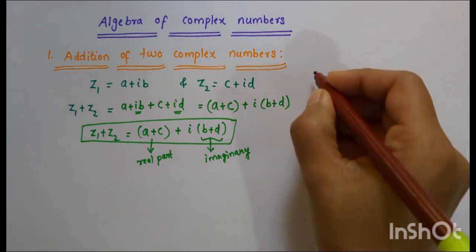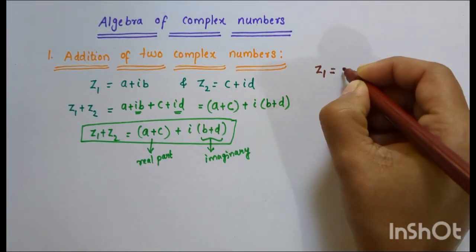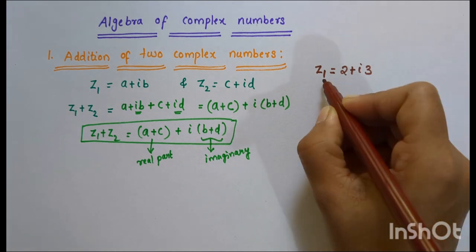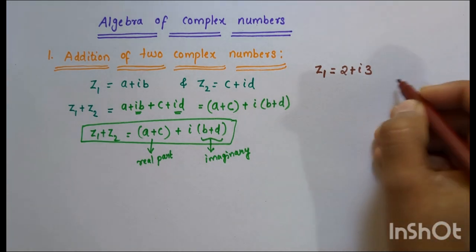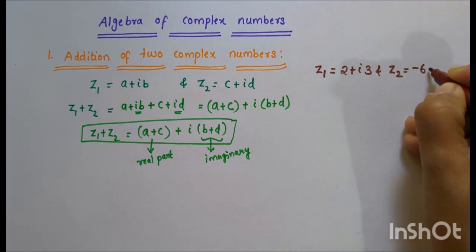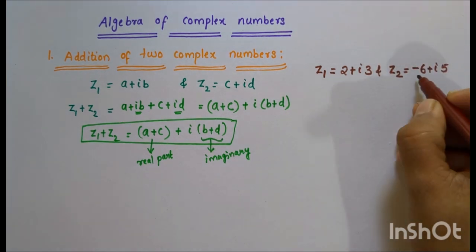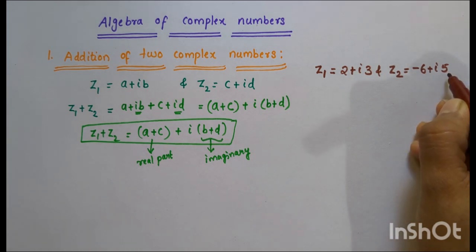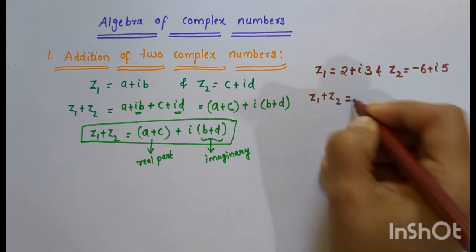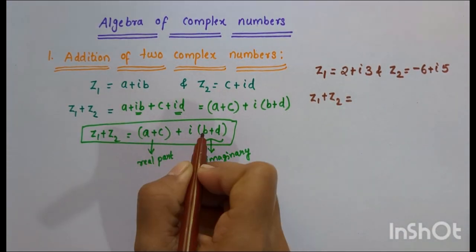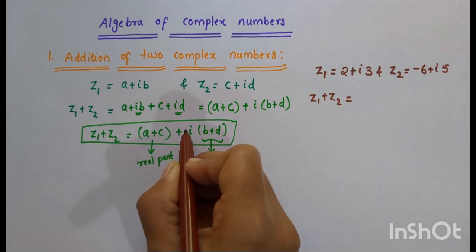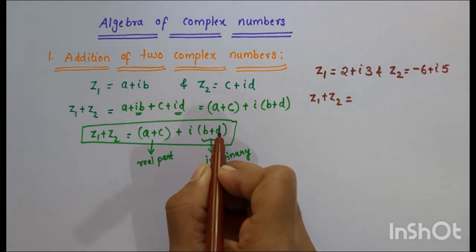For example, let us consider a complex number z1 as 2 plus i into 3. So you see, 2 is the real part of this complex number, 3 is the imaginary part. Then I am taking another complex number z2. This z2 is equal to minus 6 plus i into 5, where minus 6 is the real part and 5 is the imaginary part. So when we add these two, z1 plus z2, you see how this addition of two complex numbers is defined, you just add the real parts of the complex numbers plus i into the sum of the imaginary parts of the two complex numbers.